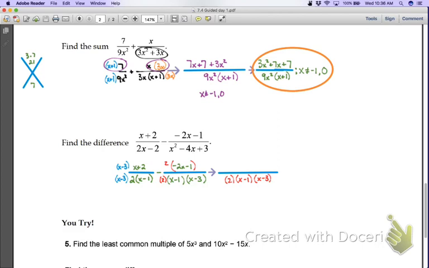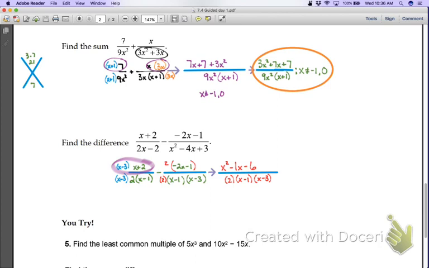I need to multiply x minus 3 and x plus 2. So x squared, negative 3, positive 2 is a negative 1x. Negative 3 and positive 2 multiplied is negative 6.